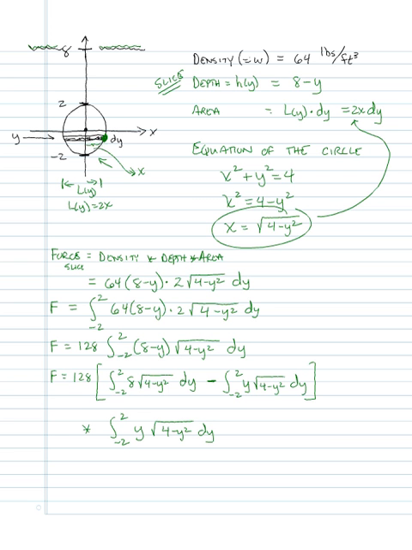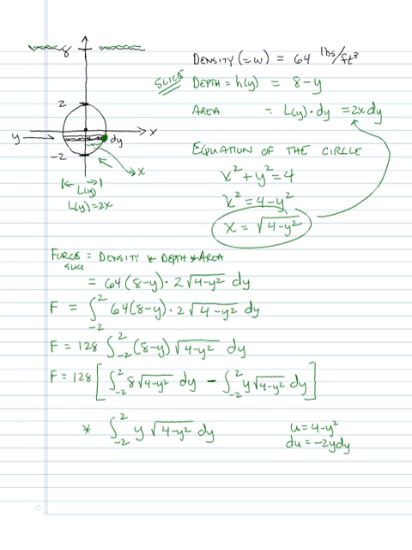Now, if I let u be what is underneath the radical, 4 minus y squared, then this lends itself very nicely to this substitution, because du will be negative 2y dy, won't it? So du will be negative 2y dy.